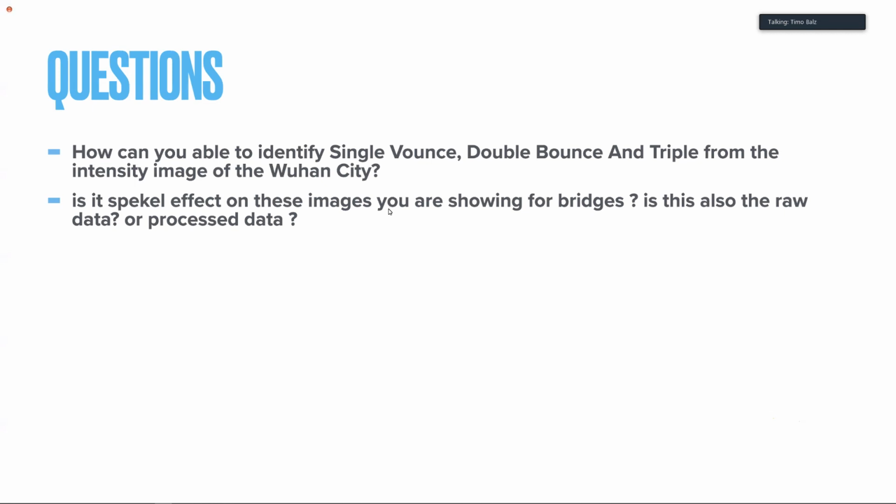How are we able to identify single, double bounce, triple bounce from the images of Wuhan? Is it the speckle effect on these images?